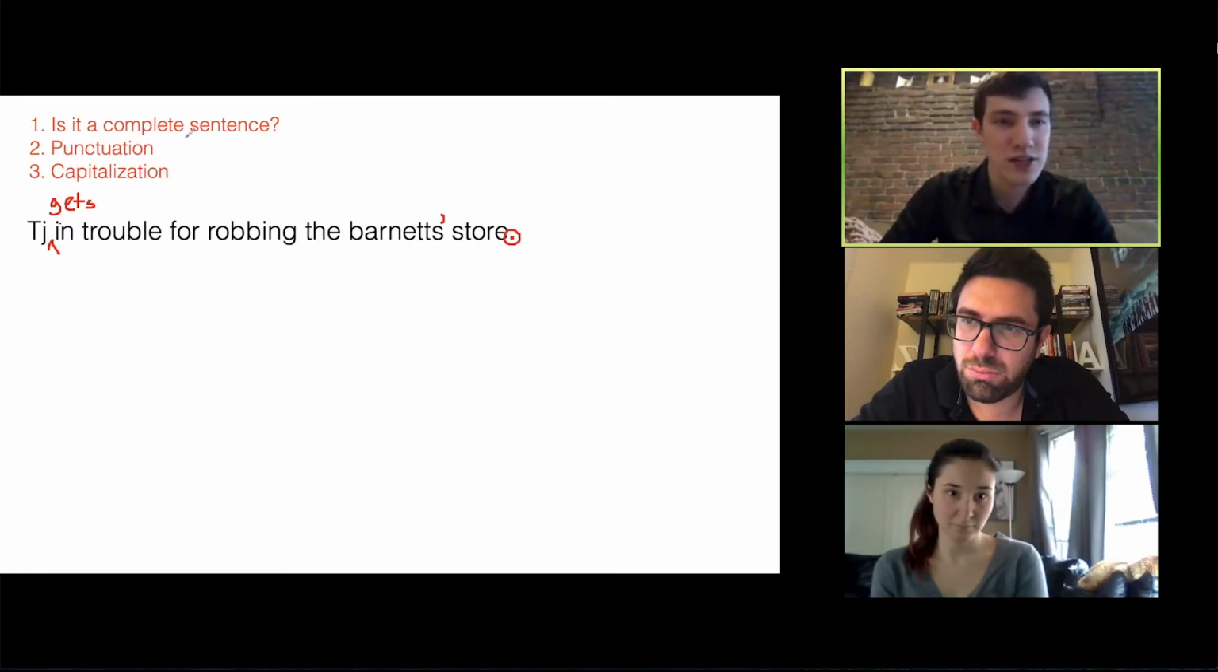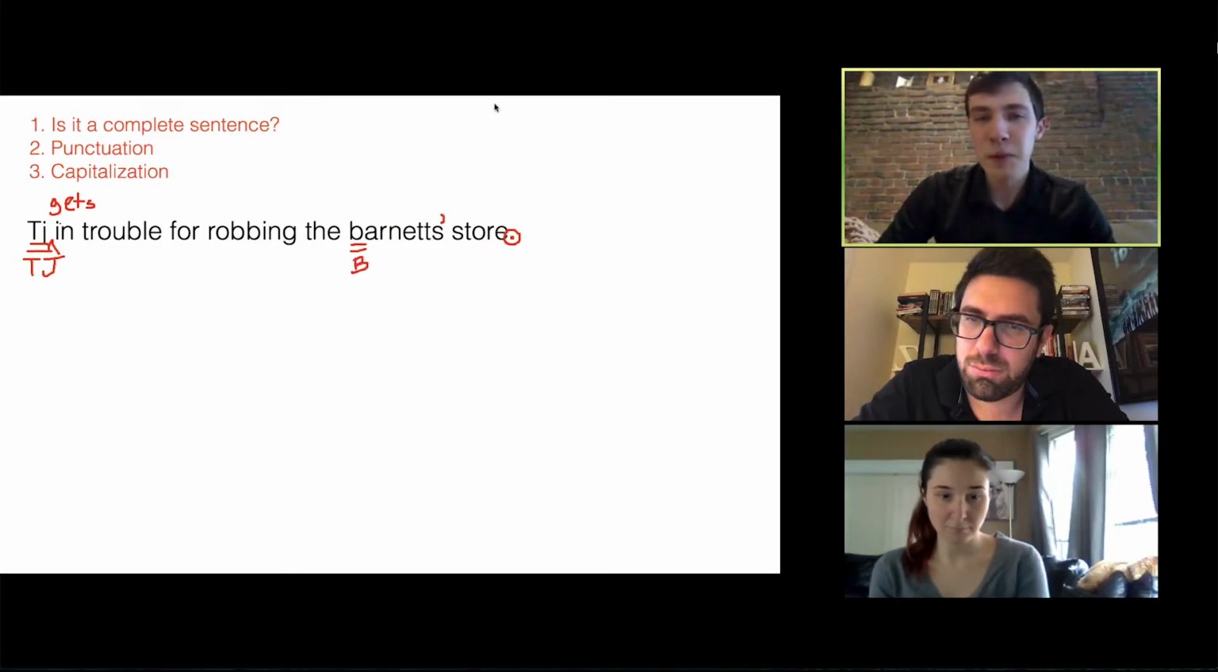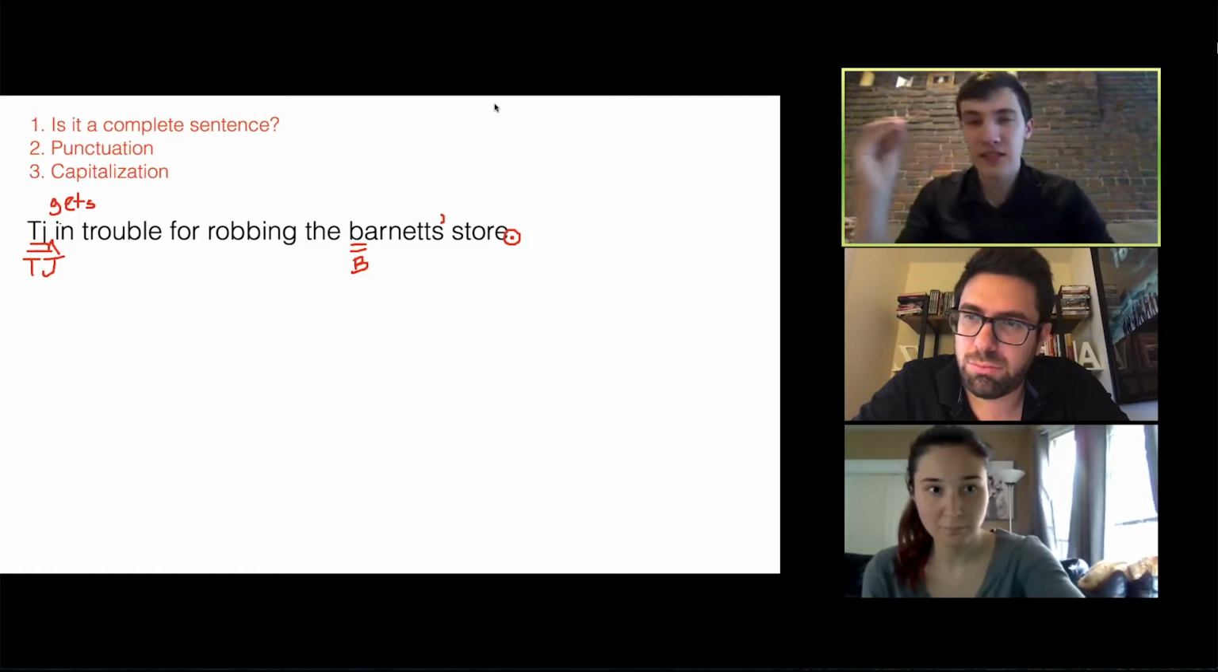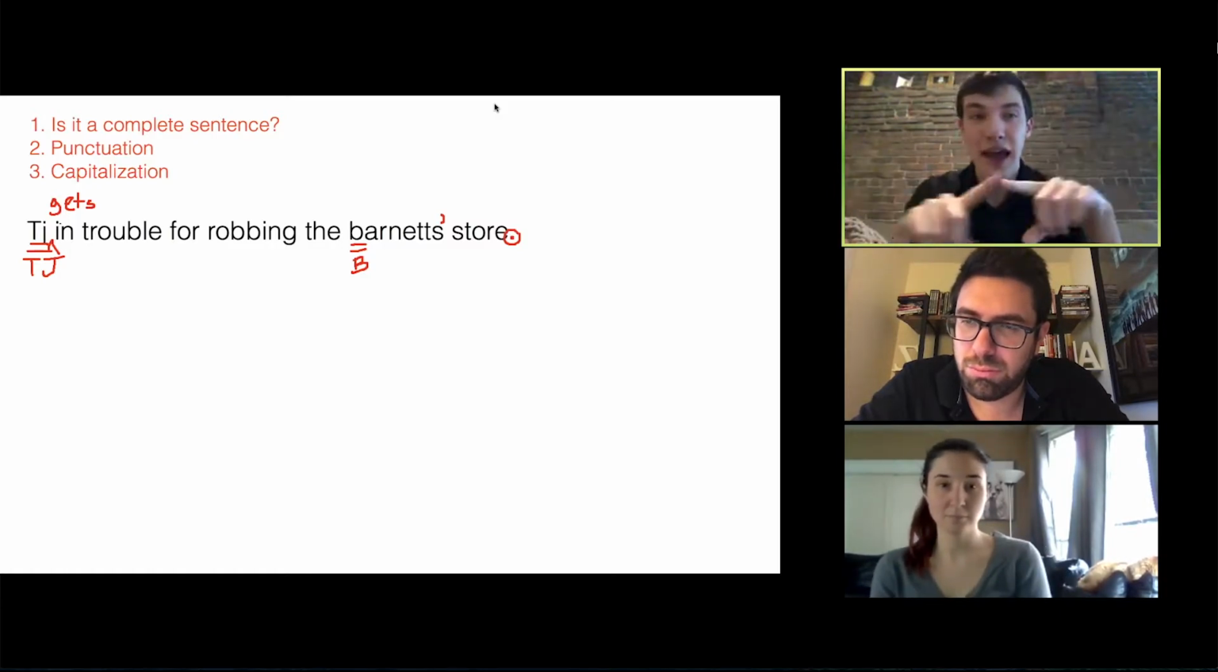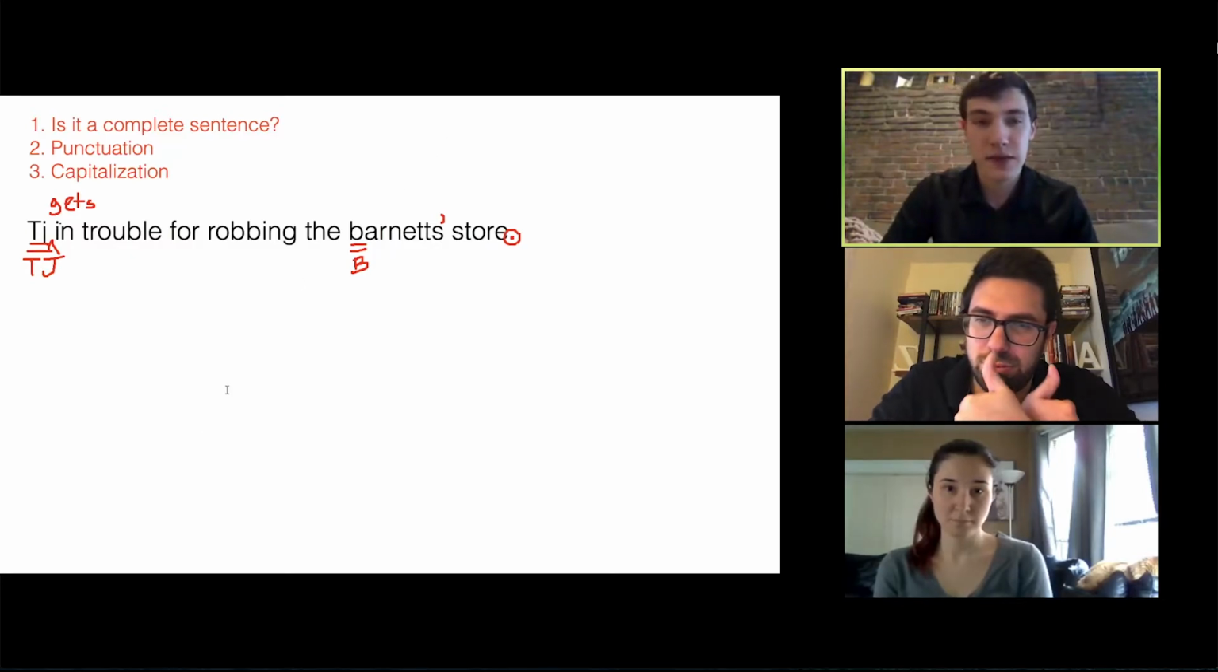Now I've done steps 1 and 2. Let me move on to step 3. I need to look for anywhere that needs to be capitalized. Well, the name TJ, as I see it written in the book, both letters are capitalized, so I'm going to underline that. That would be T and a capital J. TJ gets in trouble for robbing the Barnetts. I know that that is also a name, so I'm going to capitalize that B, the Barnett store. So just by making those few simple edits, I made a sentence fragment into a complete sentence, and I made sure all the grammar in my sentence made sense.